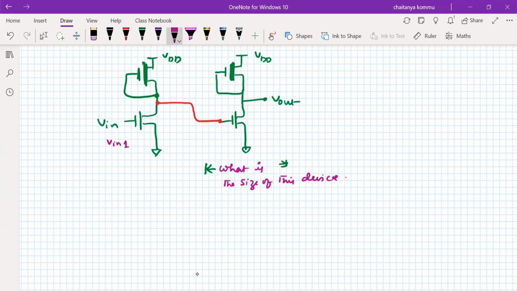Okay, so this is called Vout1. Here the input is called VIN2. This is called Vout2. Okay. So the first inverter input is VIN1. The first inverter output is Vout1. Second inverter input is VIN2. The second inverter output is Vout2.